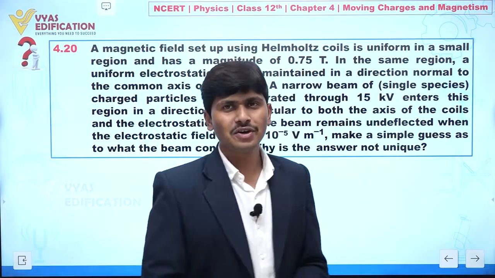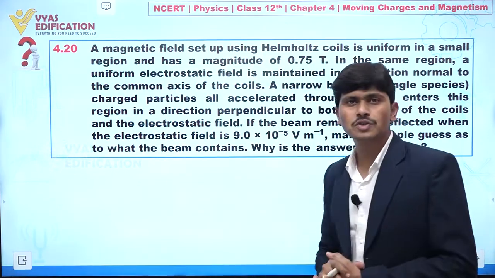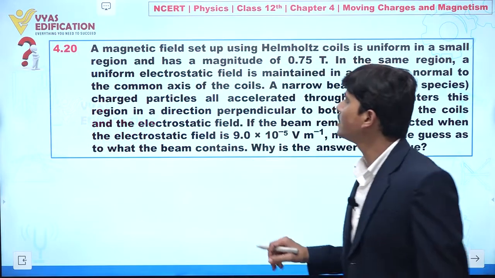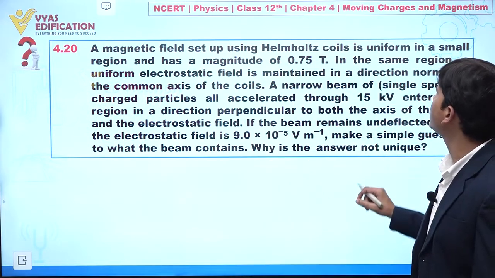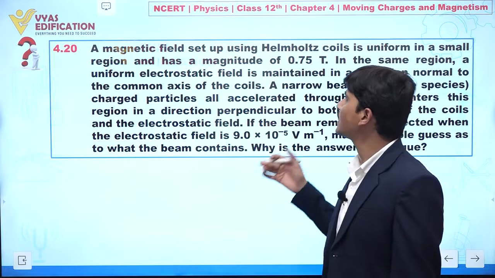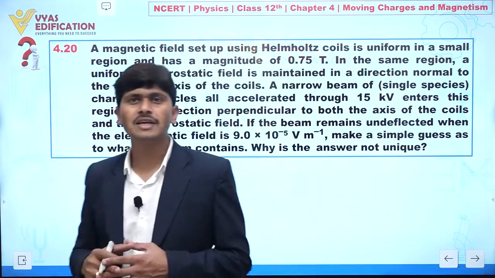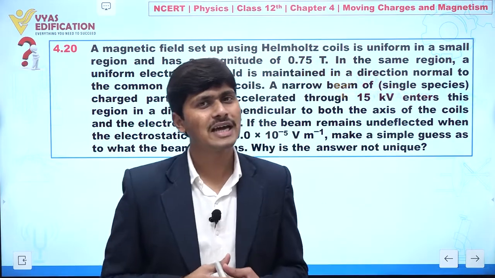So dear student, we are going to discuss question number 4.20, and in this question it is given to you a magnetic field setup using Helmholtz coil is uniform in a small region and having a magnitude of 0.75 Tesla. Clear? So my dear student, do you know what is Helmholtz coil?